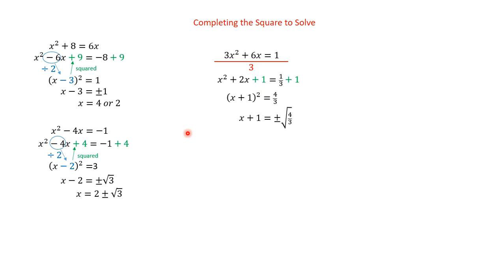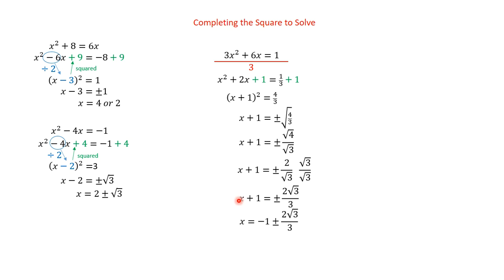Well, square root of 4/3 is not a pleasant number. So let's split up into top and bottom. We have square root of 4 over square root of 3. Square root of 4 is just 2. So we have plus or minus 2 over root 3. Well, if you remember back to chapter 1, we don't like having square roots in the denominator. So to get rid of that, we'd multiply by root 3 over root 3 to give us plus or minus 2 root 3 over 3. And now we can finish to get x equals by just subtracting 1. So we'll have negative 1 plus or minus 2 root 3 over 3 equals x.